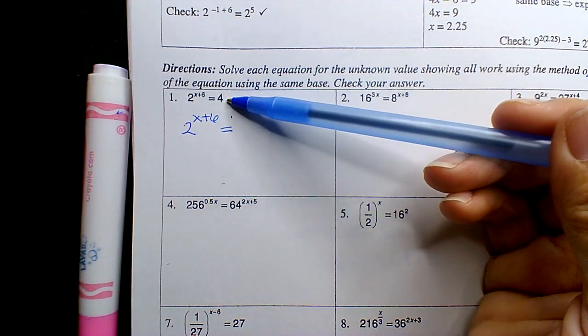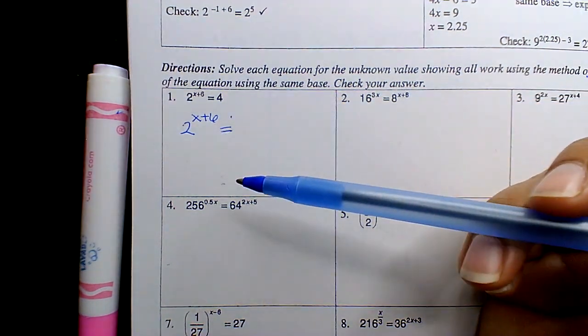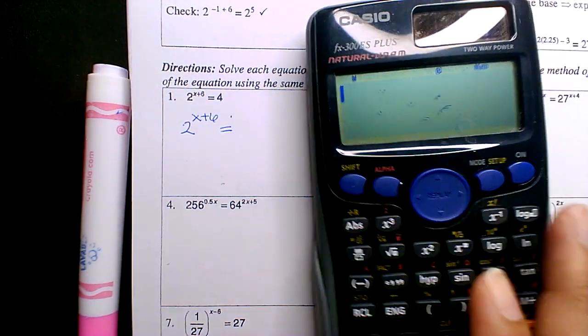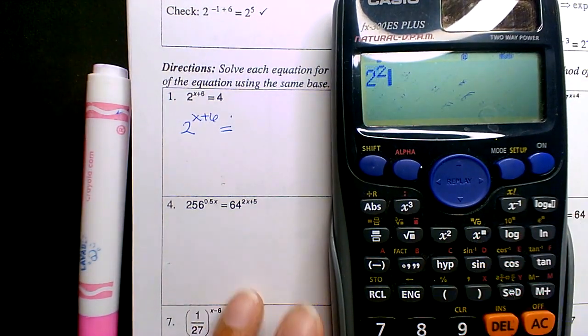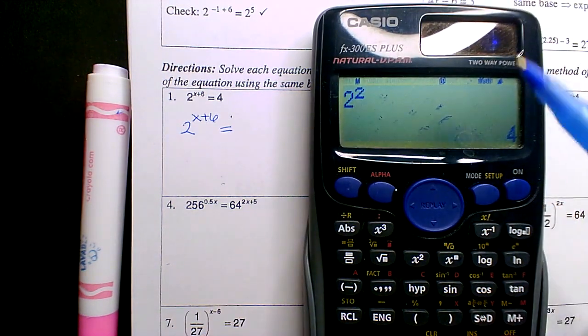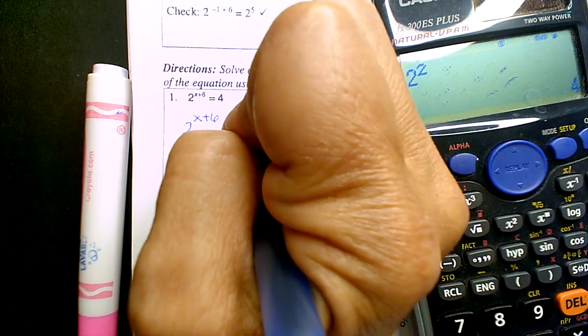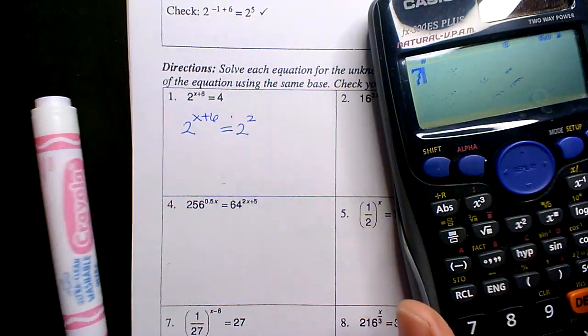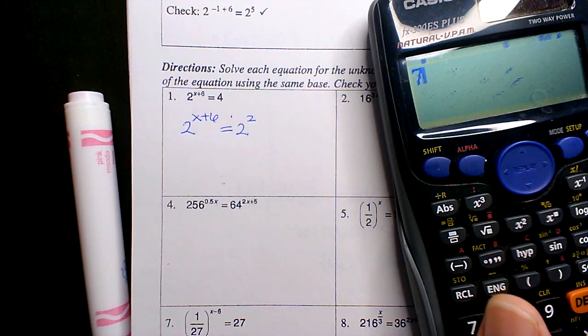Know that 4 can be expressed with a base of 2. And what is that? 2 to what exponent? 2 squared, right? And if you ever want to double check, just 2 squared, there's my 4. So I can re-express the 4 as 2 squared. And so because your bases are the same, this is solving exponential equations.